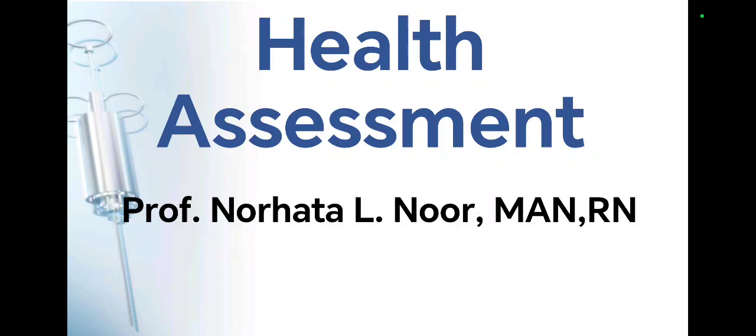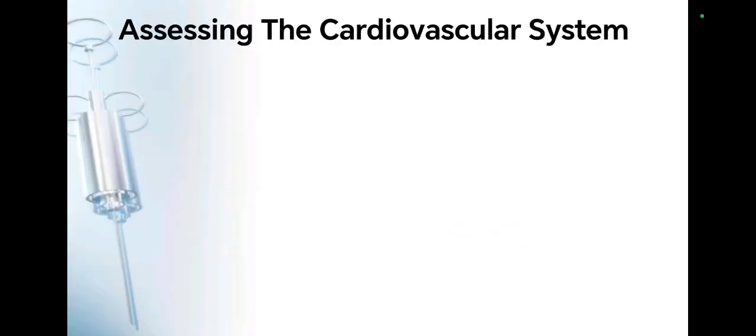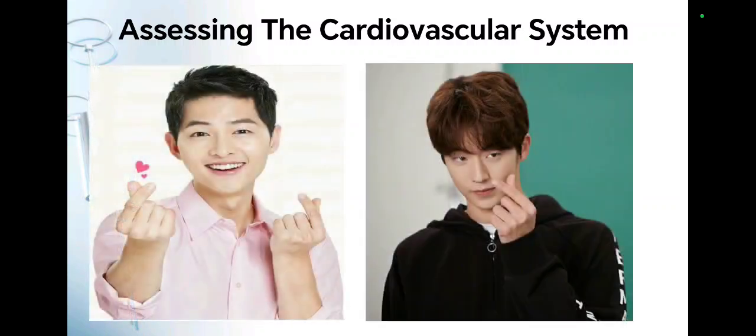So for today's video, we will continue our discussion for the review of systems. Previously, we have discussed the three systems: integumentary system, the HENT, and your respiratory system. Now let's continue our discussion for this module 4, the review of systems, particularly on cardiovascular system, your gastrointestinal system or your digestive system, and your musculoskeletal system. Let's start first with assessing the cardiovascular system, particularly the heart and the blood vessels.